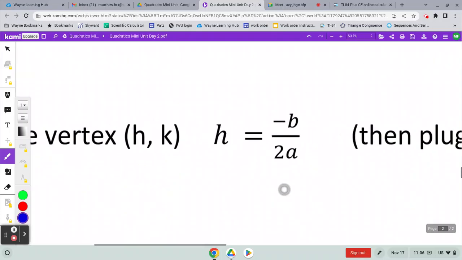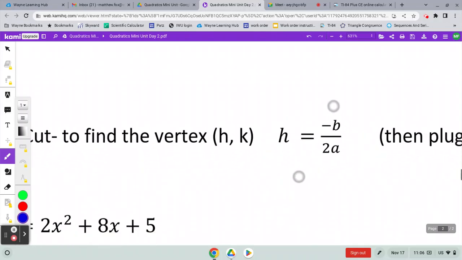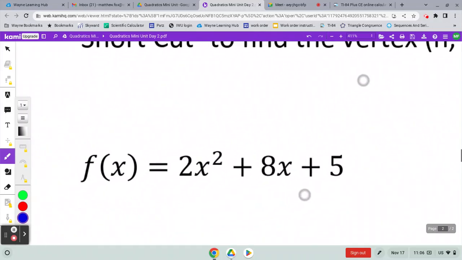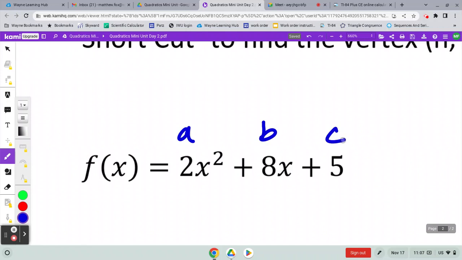So at times you might do negative b over 2a instead to find the vertex. So this is for the x value. Now, to do this, hang with me, guys. We're almost done. Let's start by labeling. Which of these, 2, 8, or 5, is my a? The 2. 8 is my b, and 5 is my c.